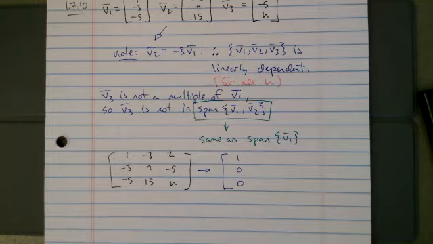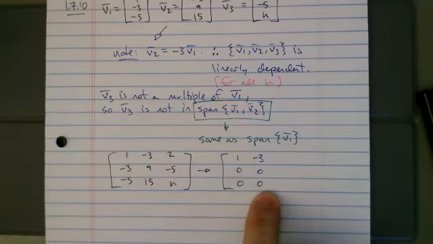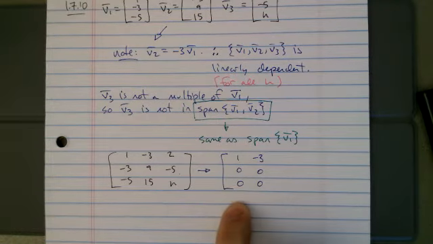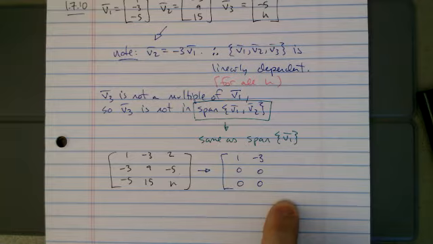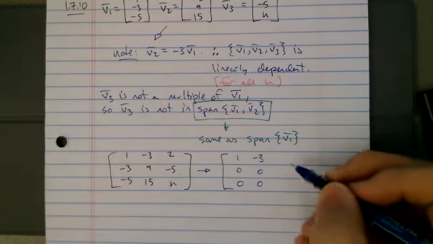What's the second column of the reduced echelon form going to be? 0, 0. Because the second column is just -3 times the first column. And what's the third column? This is not an augmented matrix. This is just the matrix V1, V2, V3. What about the third column?